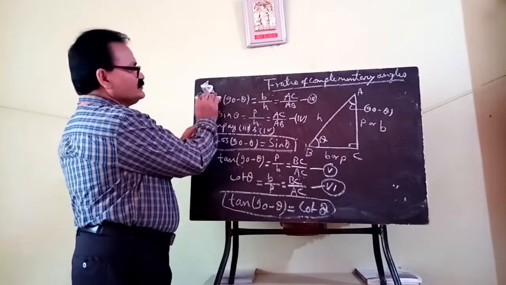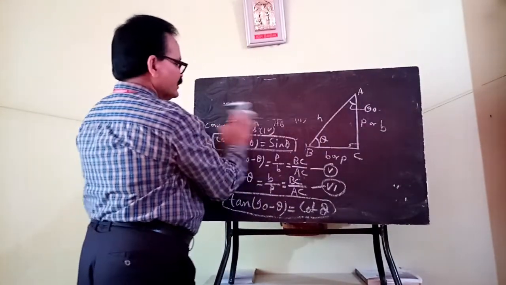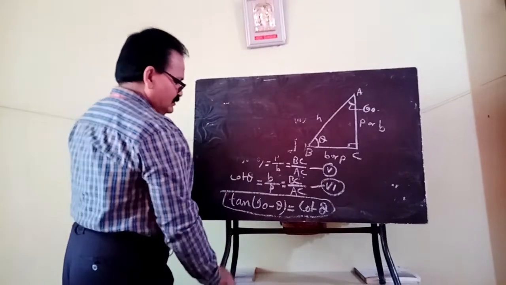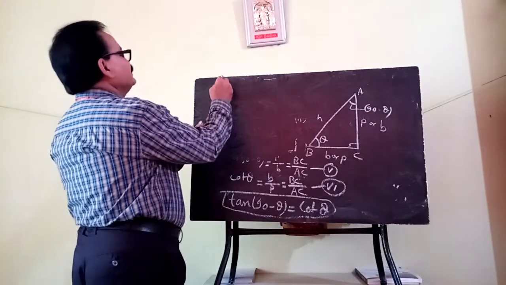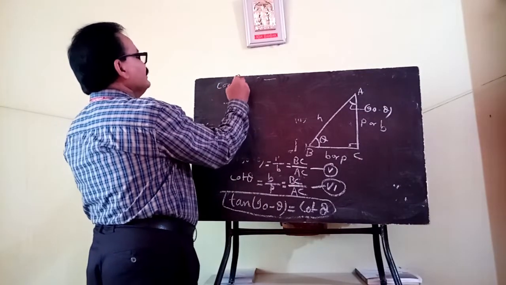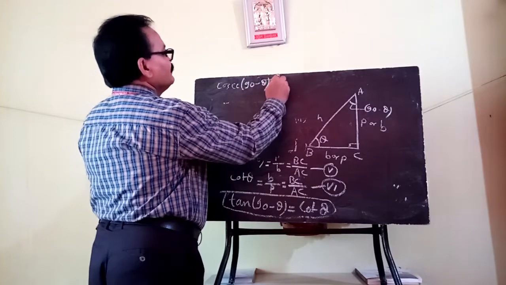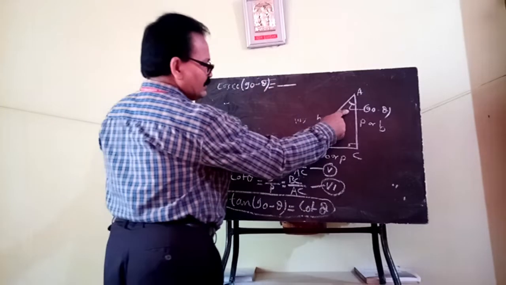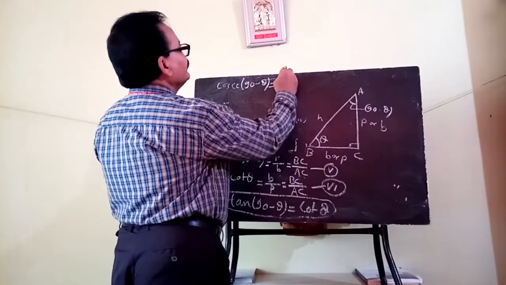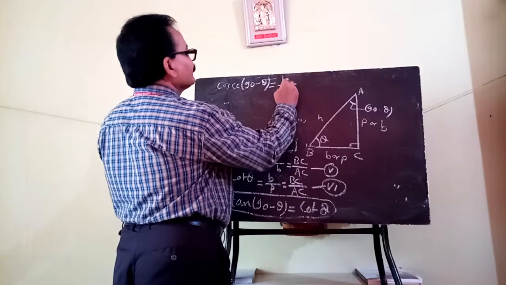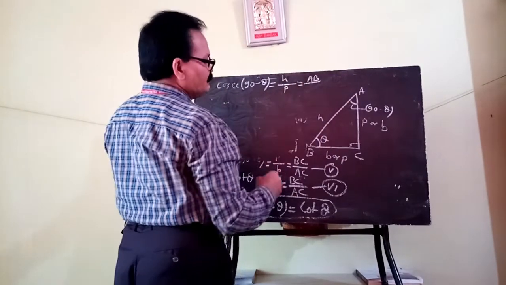Okay. Now let us see the further relation, that is the cosec value of 90 minus theta. What will happen for this angle? The cosec value of 90 minus theta is H by P. Here H is AB and P is BC.